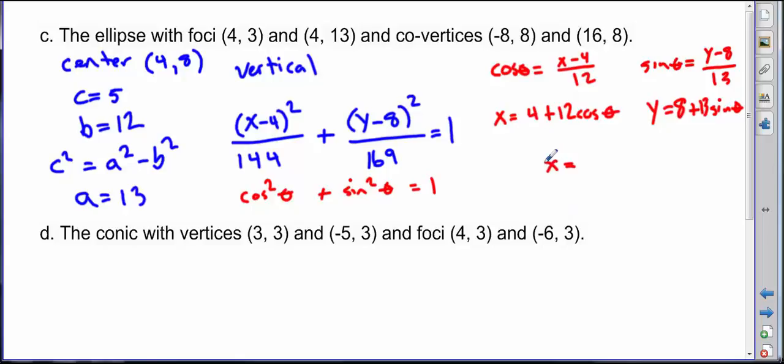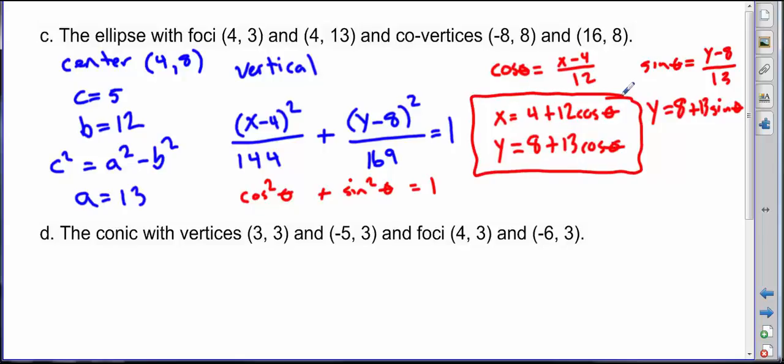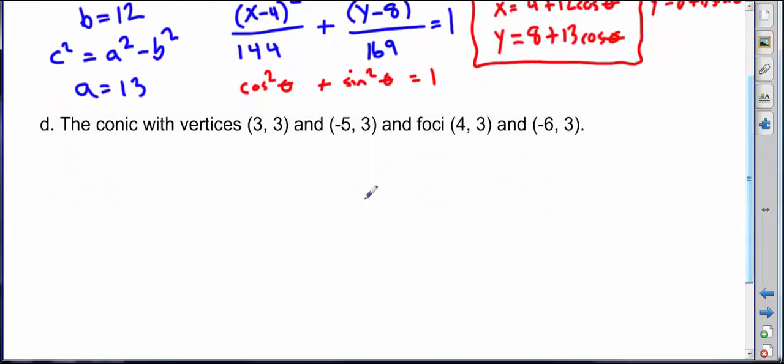I'm going to rewrite it. I don't know that you really need to. Actually, here's what I'll do. I'll just rewrite the y term. There we go. So 8 plus 13 sine theta. And there is my parametric right there. Again, if you want to check these things, you know how. Just put them on the calculator and see what it shows you.